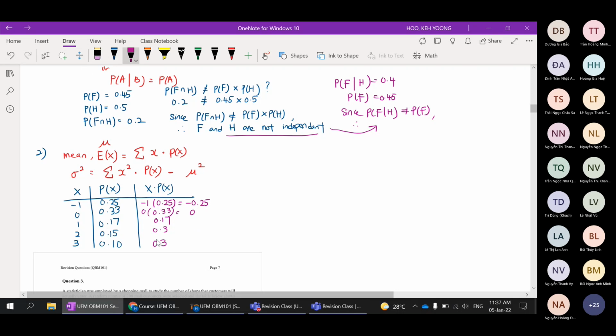Okay, so you add up the last column. You add up this column, you will get the mean already. So the mean will be equal to the sum of negative 0.25 plus 0 plus until the last value 0.3. Okay, so you get 0.52.